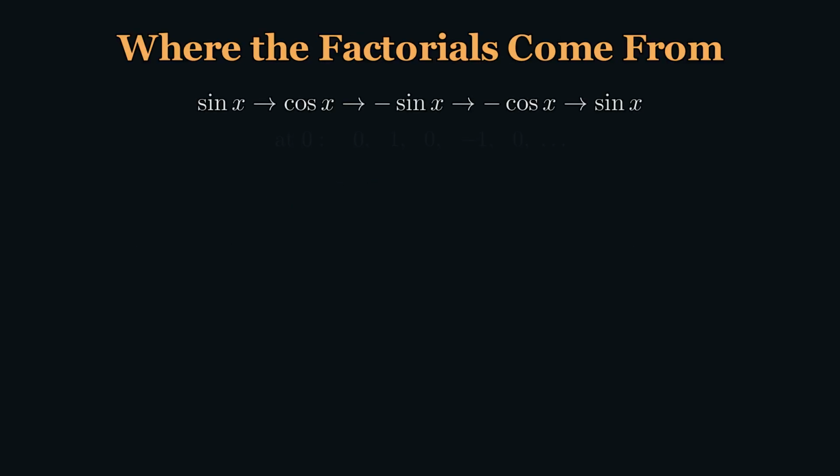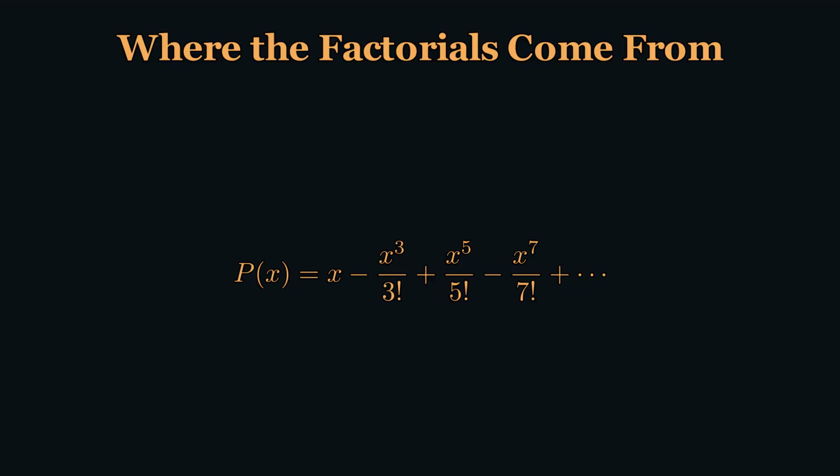Follow the construction, and a pattern falls out. Every even power vanishes because the even order derivatives of sine are all 0 at 0. What remains are the odd powers with alternating signs, each divided by a factorial. Why factorials? Because differentiating x to the k times in a row produces exactly k factorial. So to make the kth derivative come out right, you divide by it.